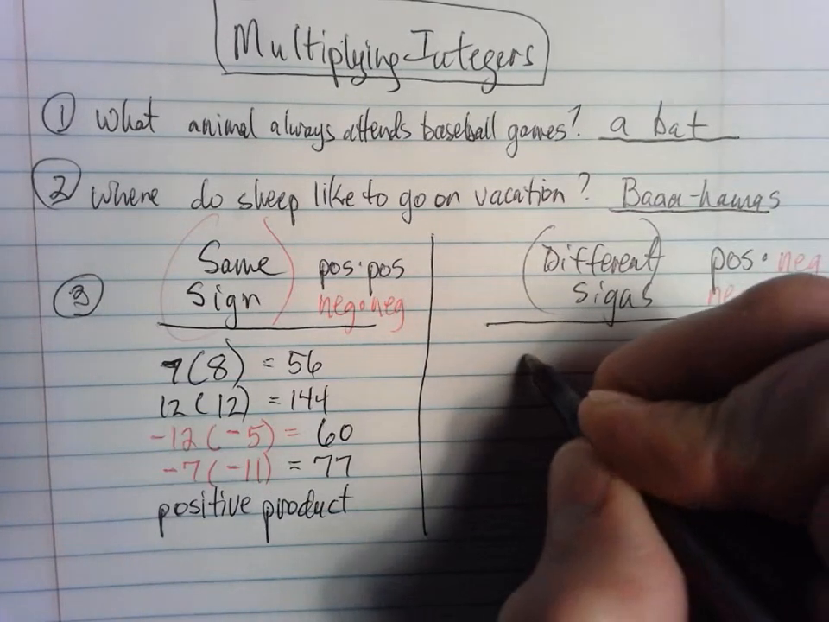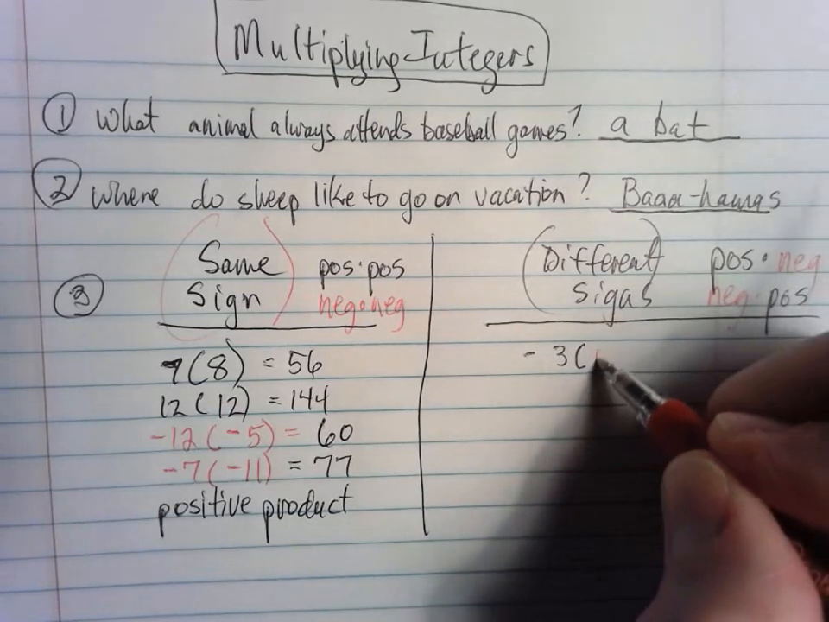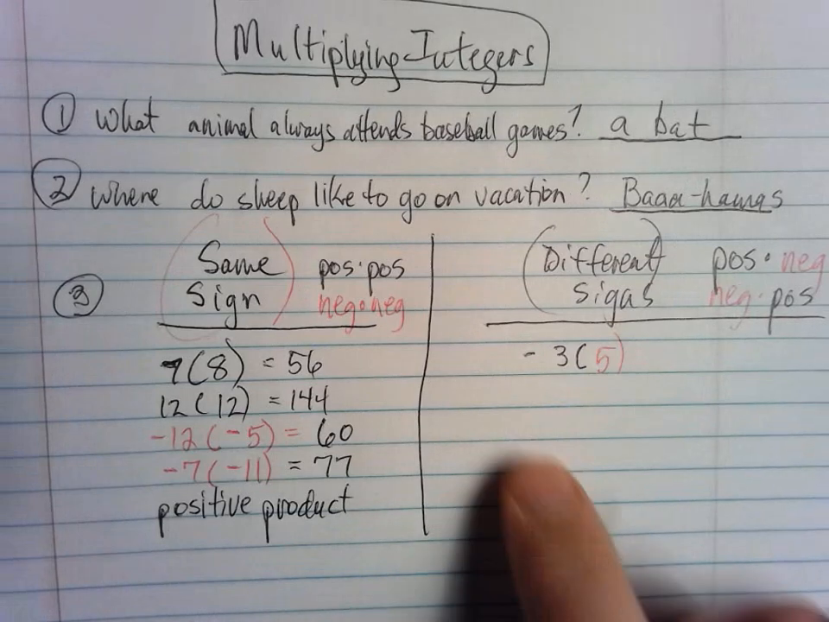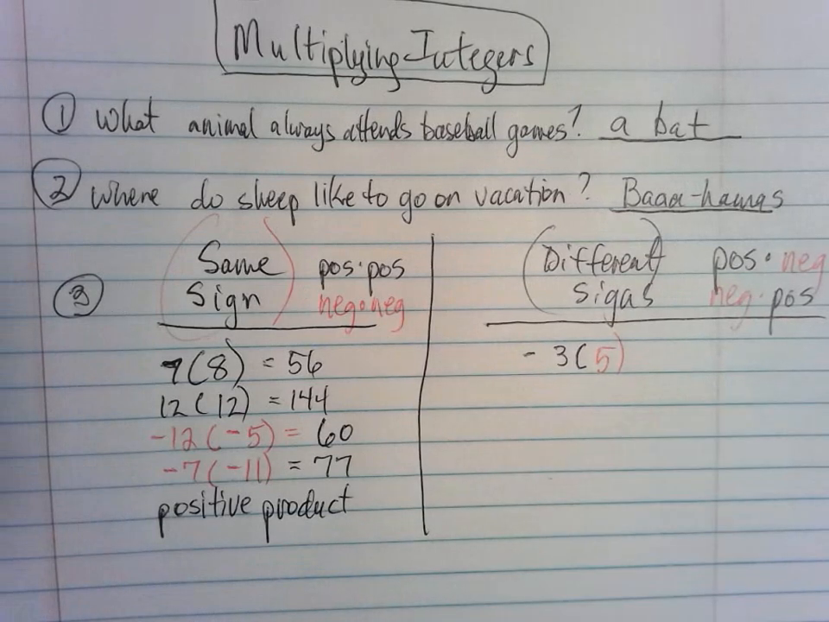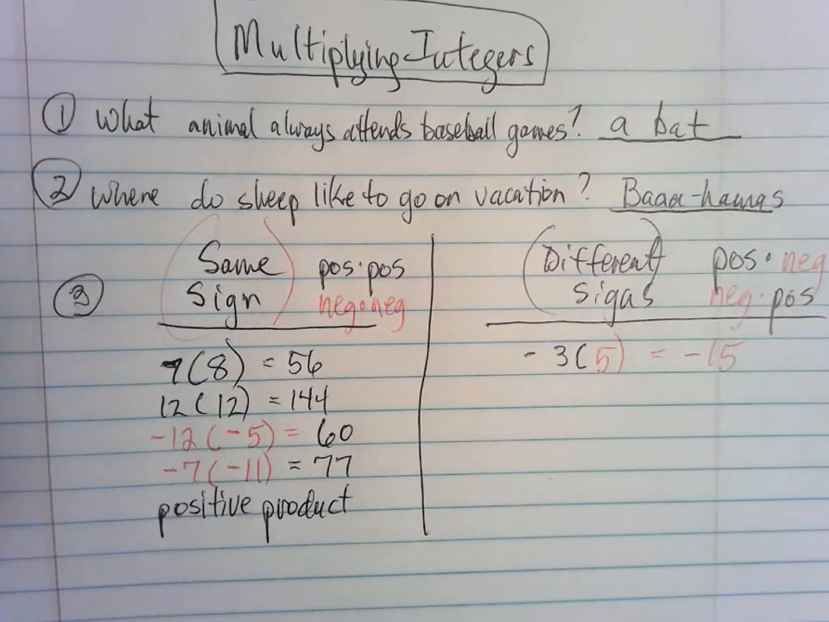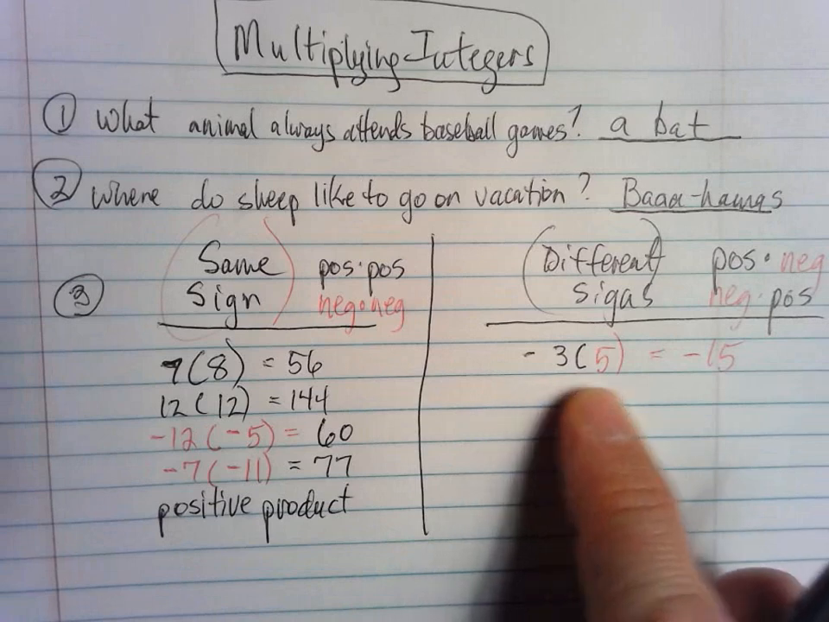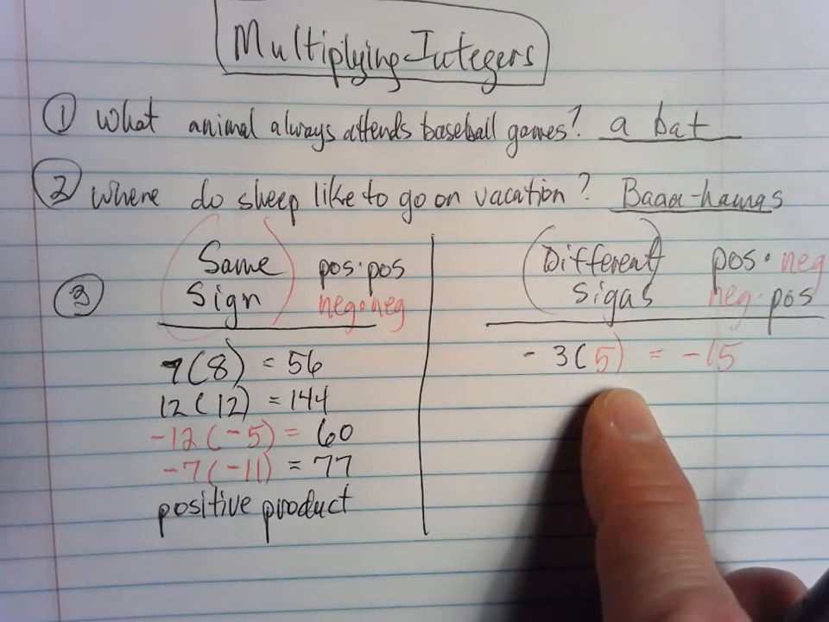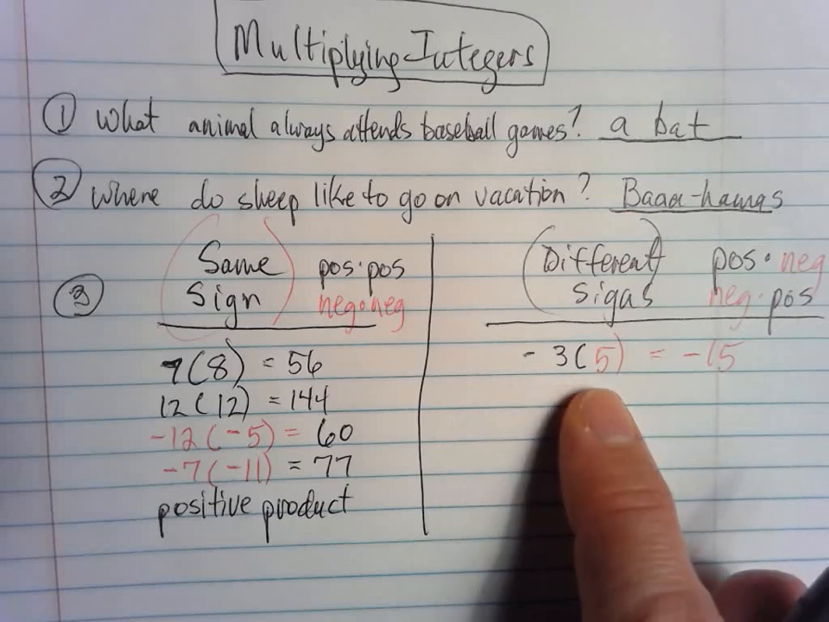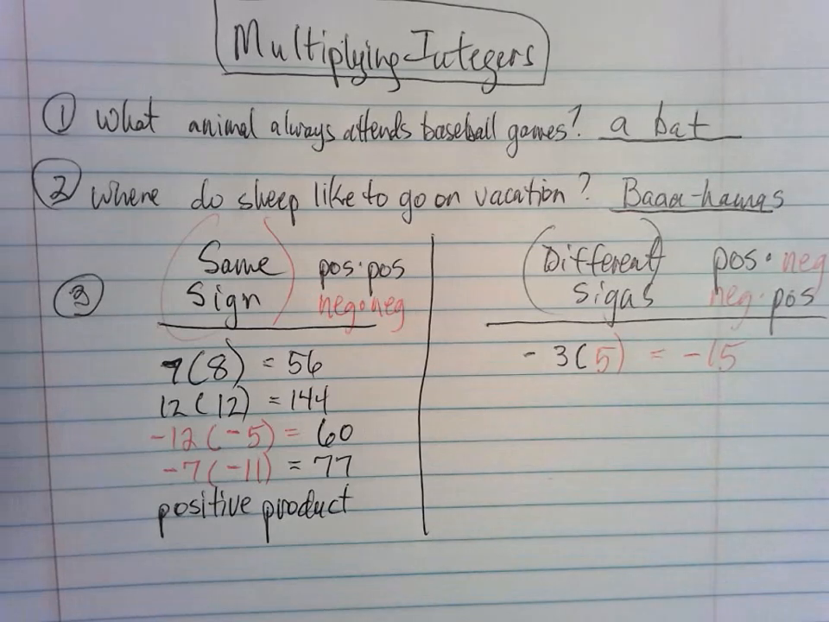Let's say we've got negative 3 times 5. If you had negative 3 written down 5 times, 5 negative 3s, that is going to give you negative 15. Another way to think about it is, let's say you borrowed $3 from 5 different friends. You're going to owe them $15.